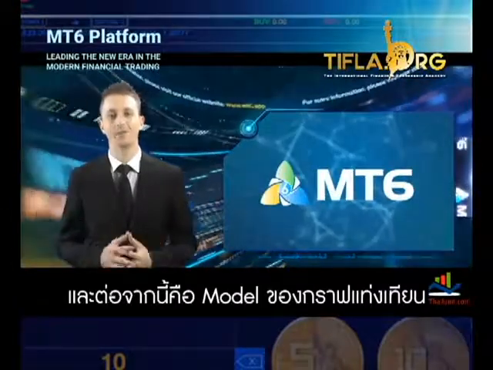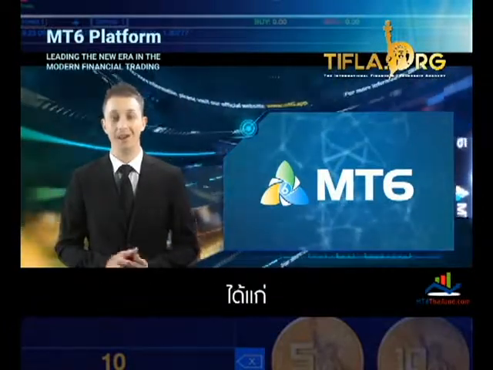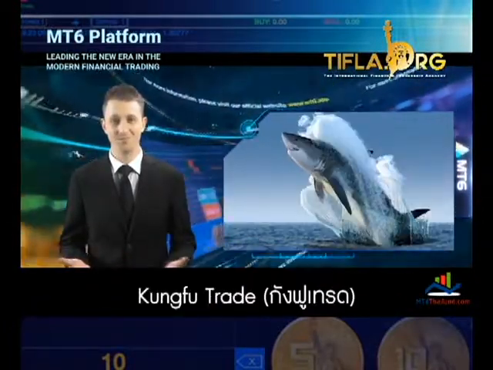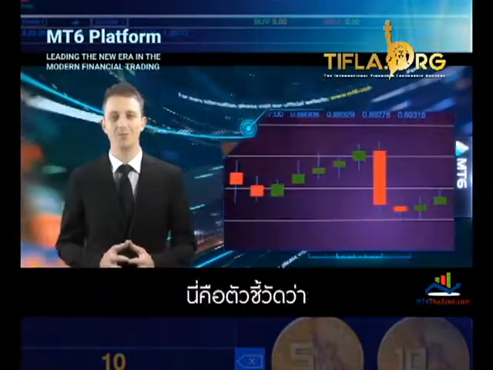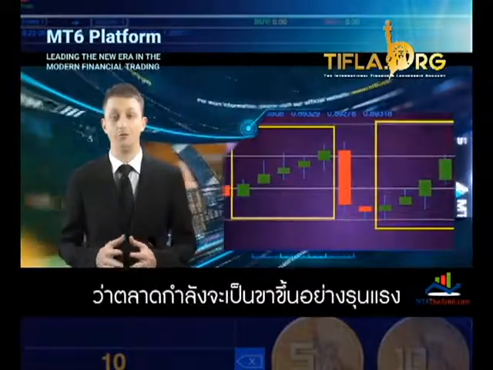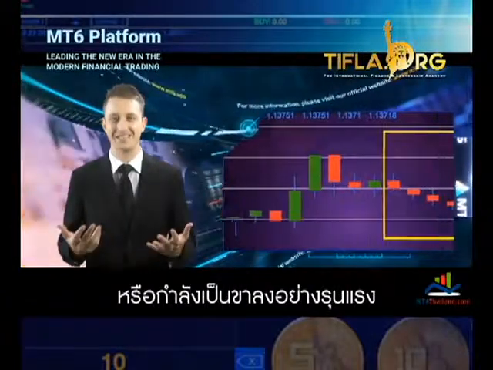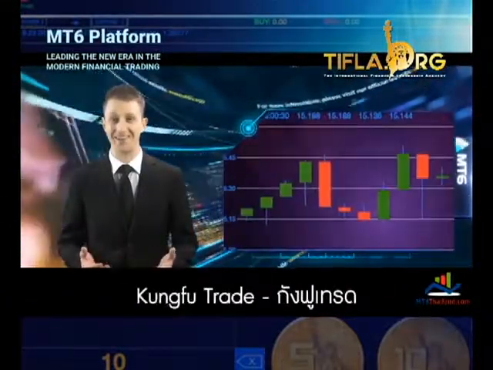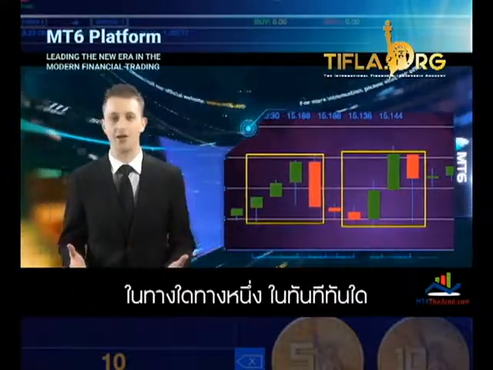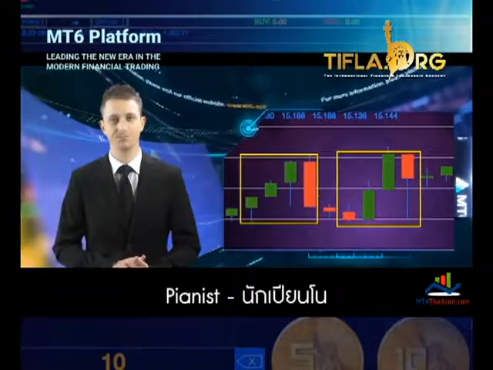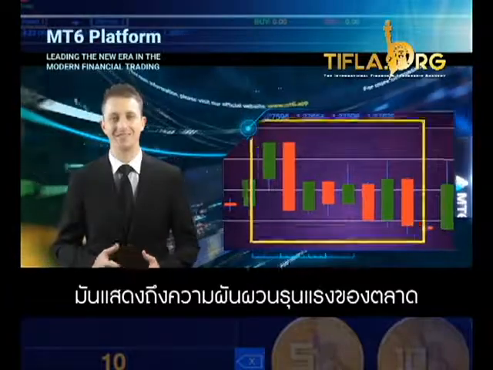Here are some typical candlestick models, which were given funny names to be easier for traders to remember. They are Swim with the Sharks, Kung Fu Trade, and the Pianist. Swim with the Sharks. This is an indication that the market has either a strong continuous uptrend or a strong continuous downtrend. Kung Fu Trade. This can be seen when the market displays a strong trend in either direction, with a sudden change. The Pianist. This indicates a strong fluctuation in the market.